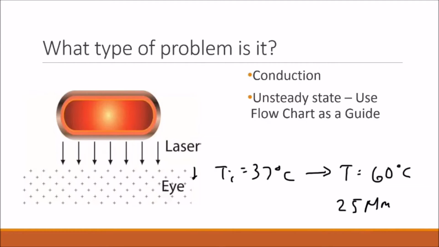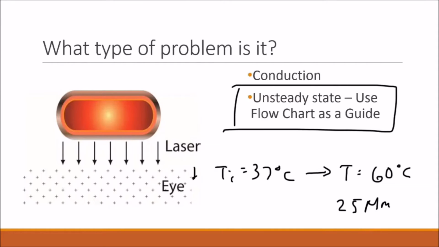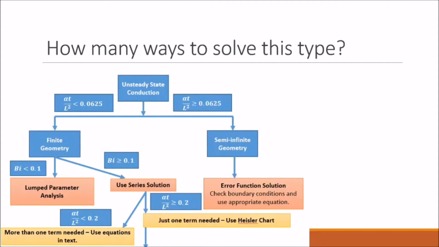So because we have this temperature change over a finite amount of time, we know that we're dealing with a transient problem. So we know we can use our unsteady state flowchart as a guide for solving this problem. Now we use our unsteady state flowchart to determine how many ways we have of solving this problem.